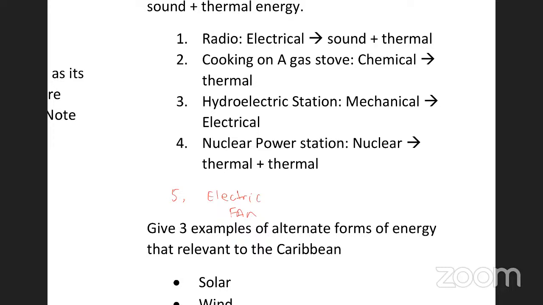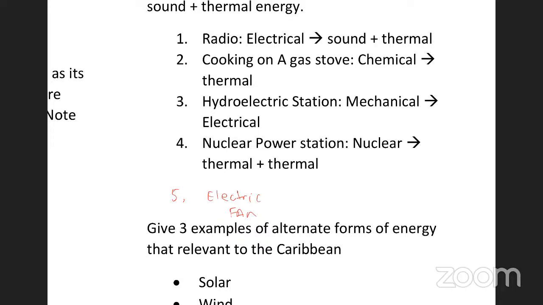All right, so that is your conversion, right? Electrical energy being converted into mechanical, and it gives you sound, heat, and thermal. Always write thermal, right? Every single byproduct, thermal.